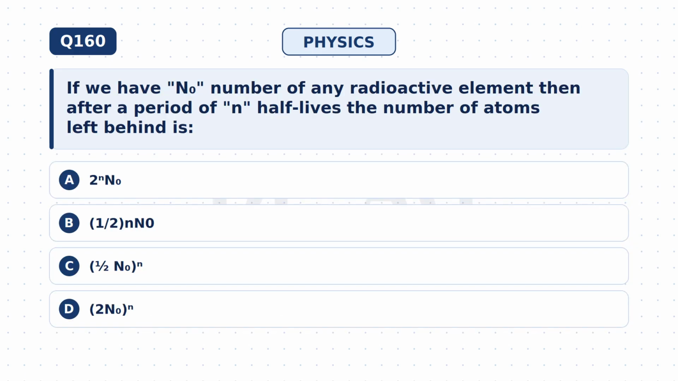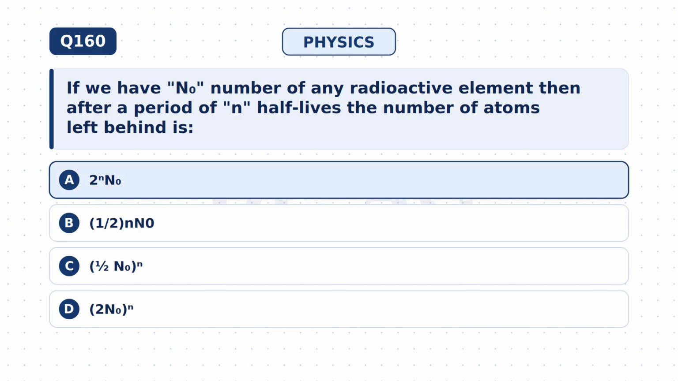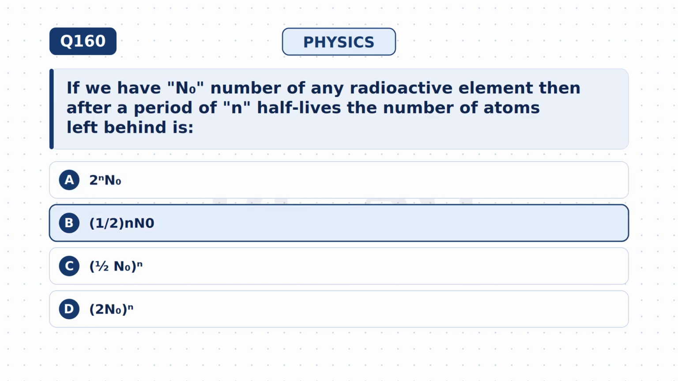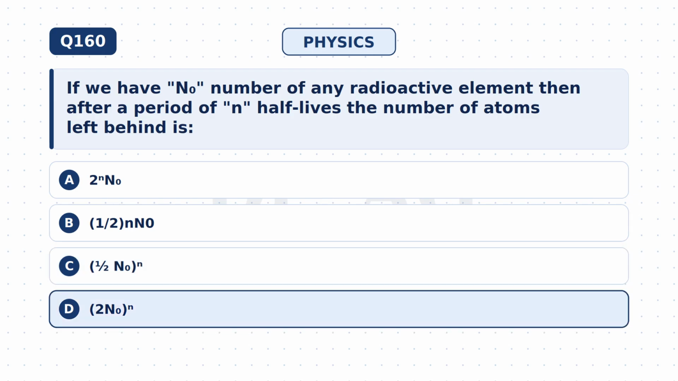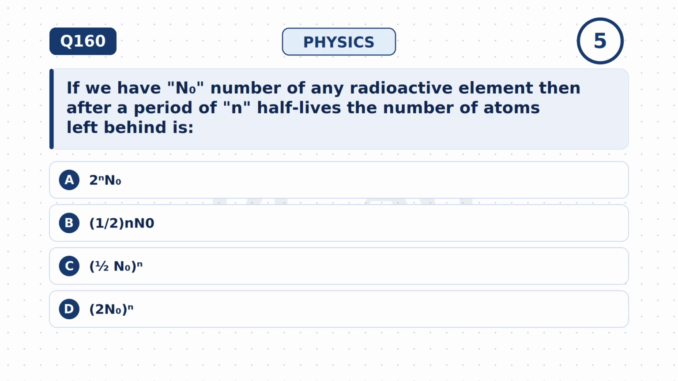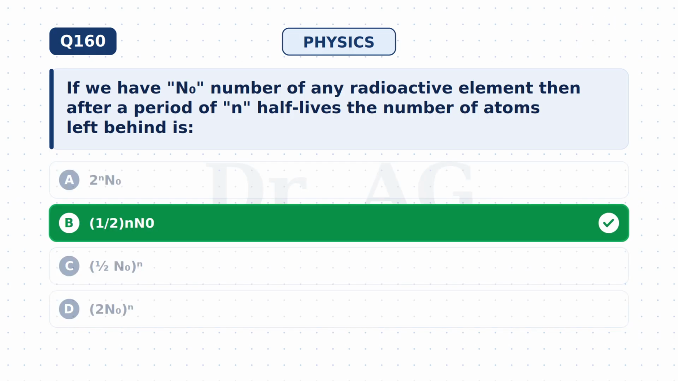Question 160. If we have n0 number of any radioactive element, then after a period of n half-lives the number of atoms left behind is Option A, 2n0. Option B, 1 over 2^n times n0. Option C, a half n0. Option D, 2n0. The correct answer is B, 1 over 2^n times n0.